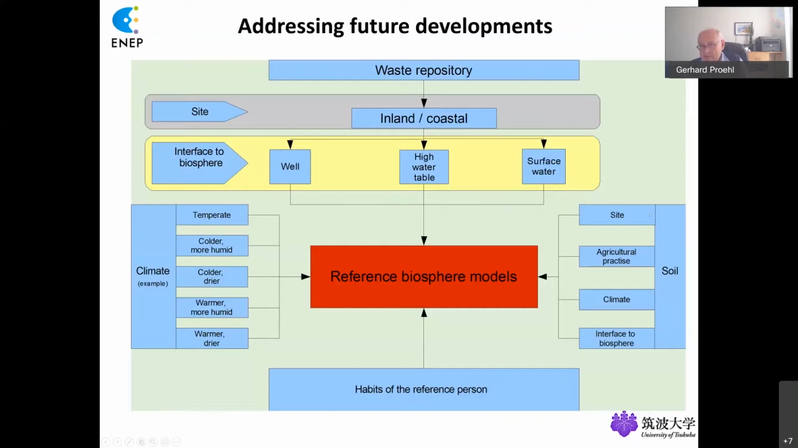And we will also discuss some issues related to the soil, to agricultural practice, to climate, and the interface to the biosphere. We will also look at the habits of the reference persons. And by the end of the day, we will have represented in this red box a number of results for different climates, for different soil concentrations, which gives us an envelope which should also cover the future conditions.